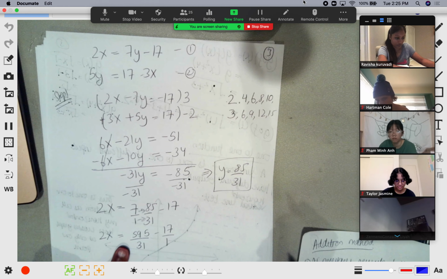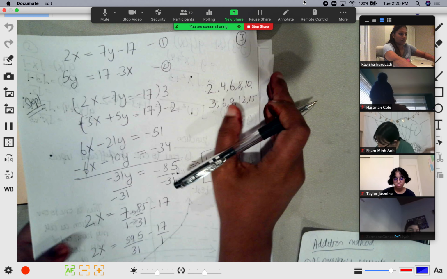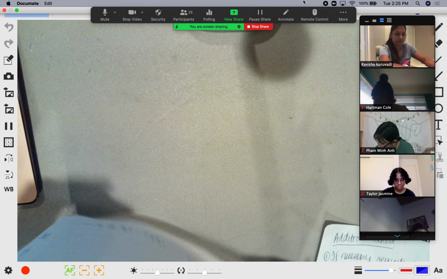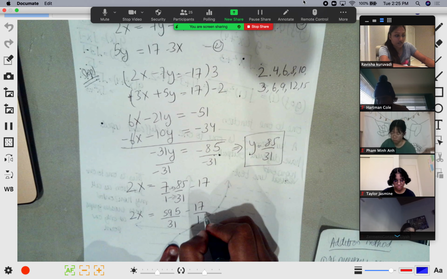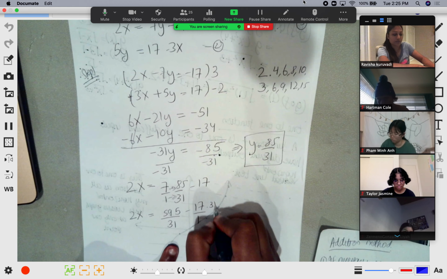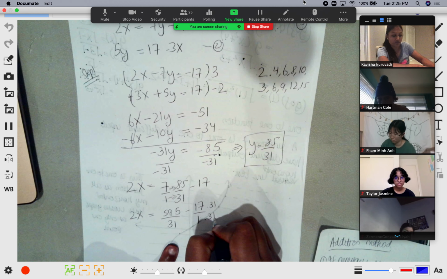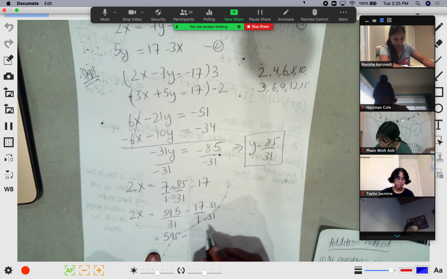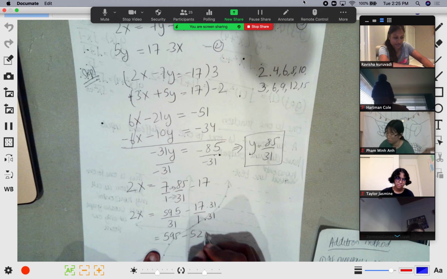Yes. Can't you multiply the 17 over 1 by 31 to get the common denominator of 31? Correct. Absolutely correct. You get 595 minus, what is 17 times 31? 17 times 31 is 527. So 527 over 31.